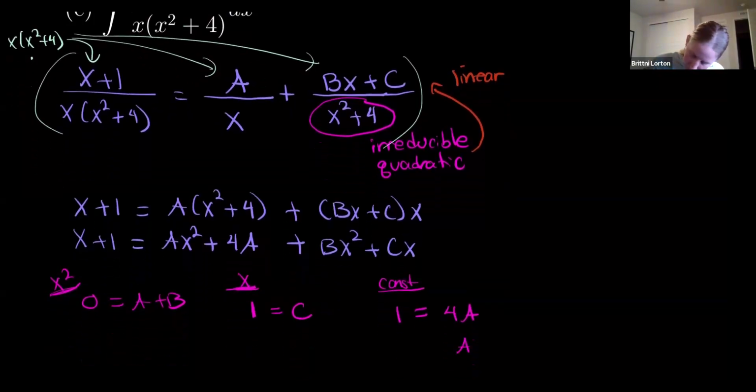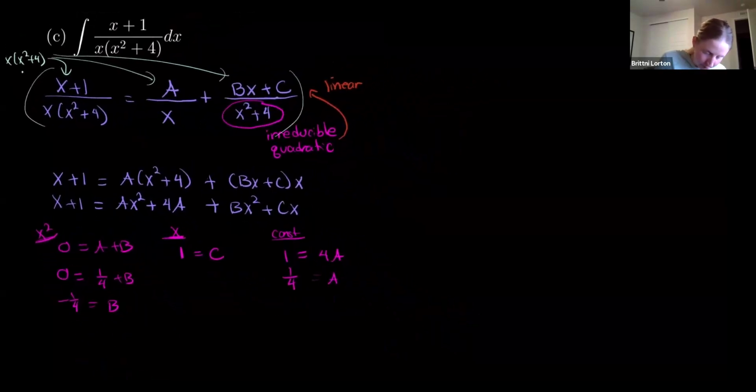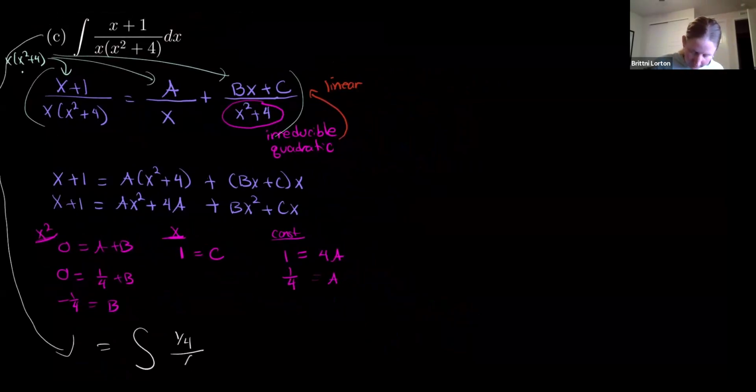So a is equal to 1/4. C is equal to 1, so 0 is 1/4 plus b, so b is negative 1/4. All right, so then you go back to the integral, and now we do the calculus. This will become the integral of a over x plus bx plus c over x squared plus 4.